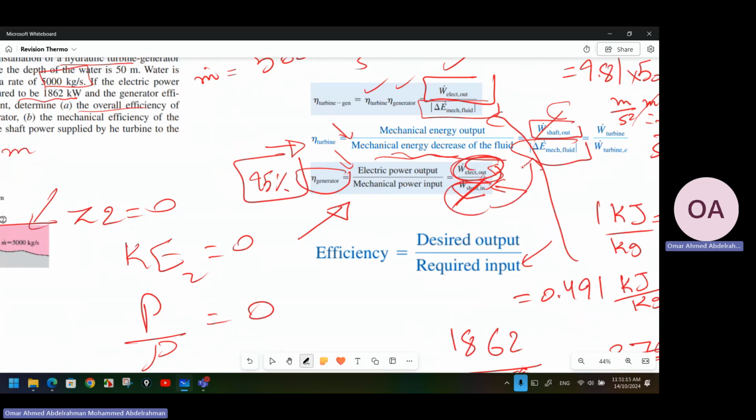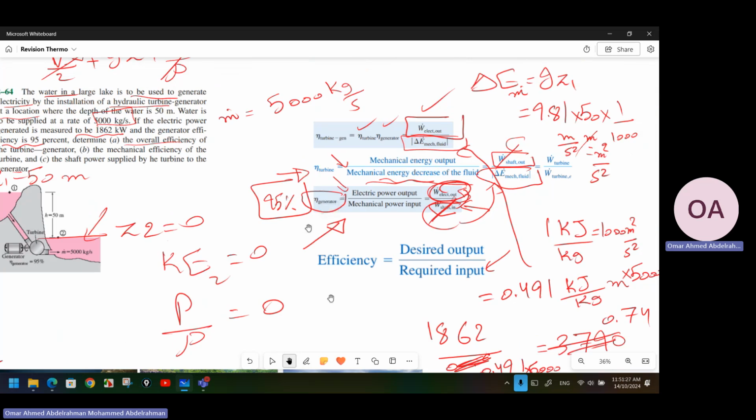Then I return back to this equation and get the work shaft, and I already calculated the mechanical energy decrease of the fluid. Then I will get the mechanical efficiency of the turbine. Okay? Is it clear or no?